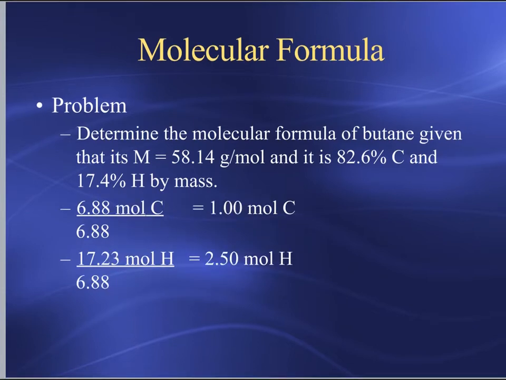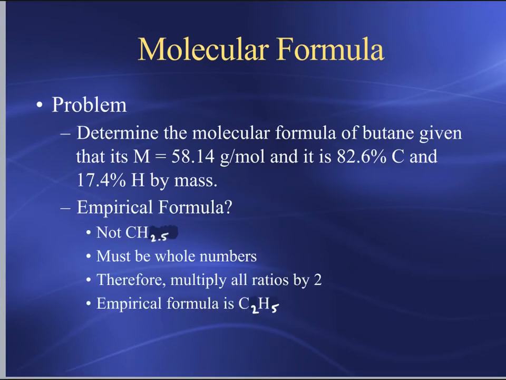Okay, so now we have things in moles. Next step is divide them by whichever one is the smallest amount of moles. Well, 6.88 was the smaller amount, so that's going to give us 1 mole of carbon, and then the 17.23 divided by 6.88 gives us the 2.50 moles of hydrogen. And from there, we're going to find our empirical formula. Okay, remember, we've seen this before. You've seen a couple of examples where we can't have this fraction as part of our formula. It's not CH2.5. You can't have half of a hydrogen atom.